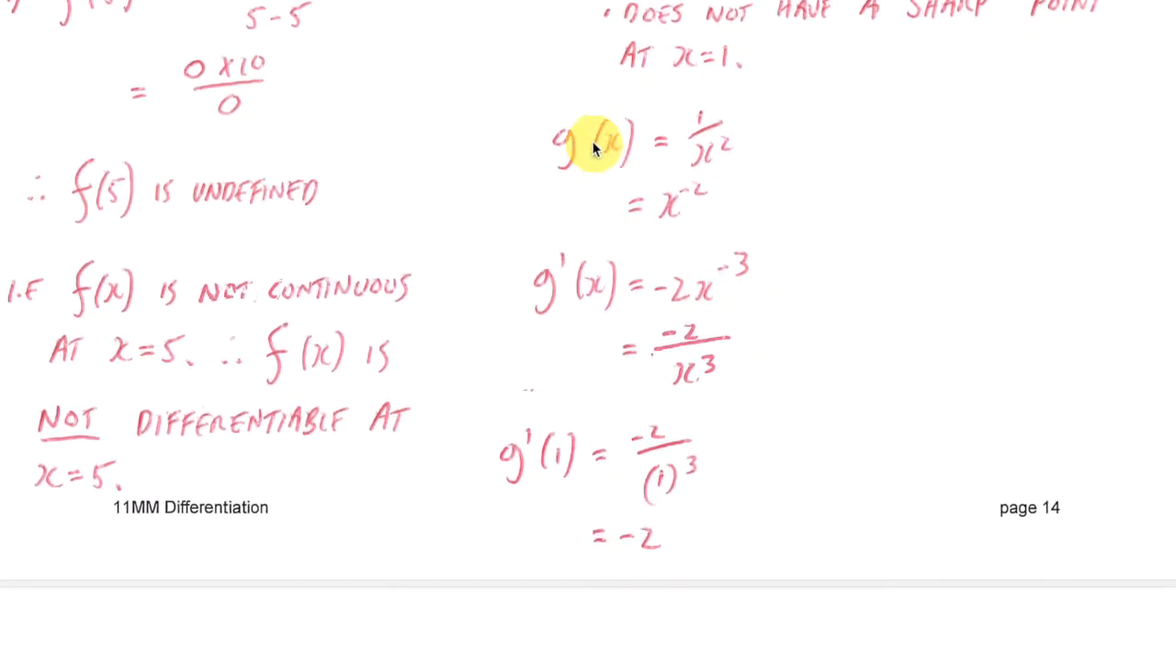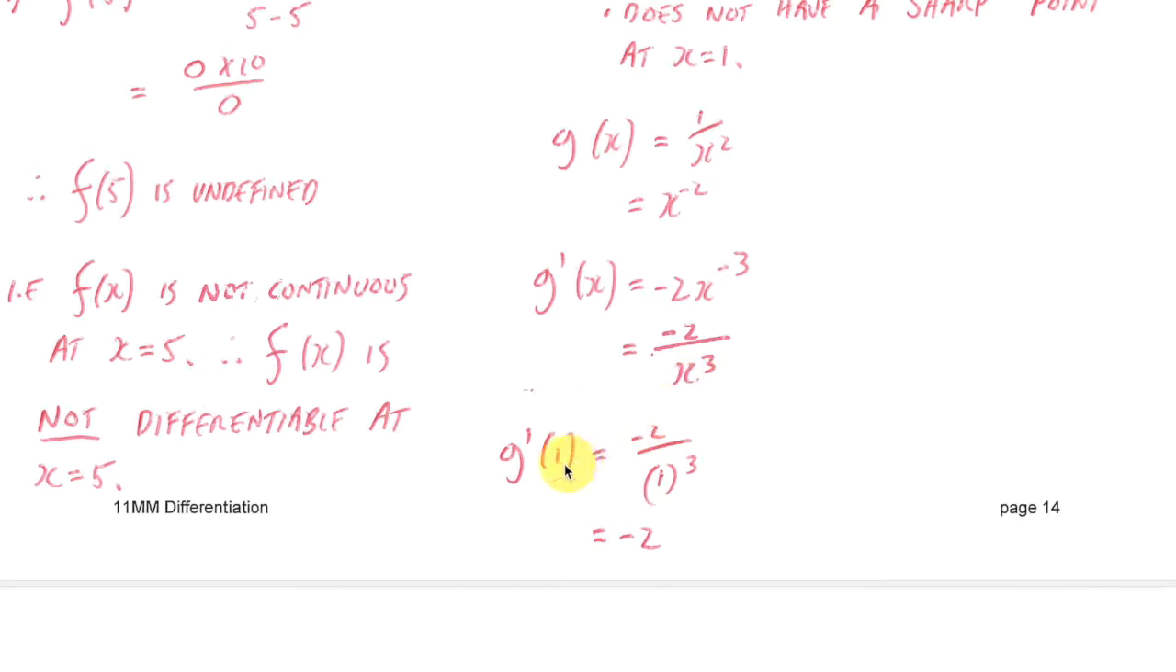Let's work out its derivative. G of x equals 1 over x squared. So we can rewrite that as x to the power of -2. Now the derivative: the power comes down, so -2 x, take away 1 from the power. And then I can rewrite it so that it's got a positive power, so it's -2 over x cubed.